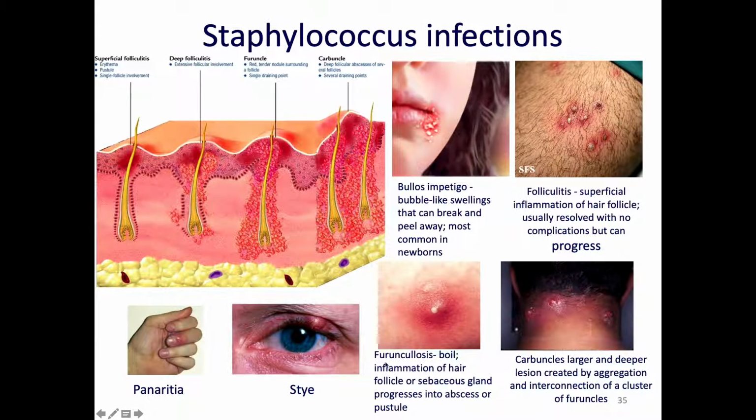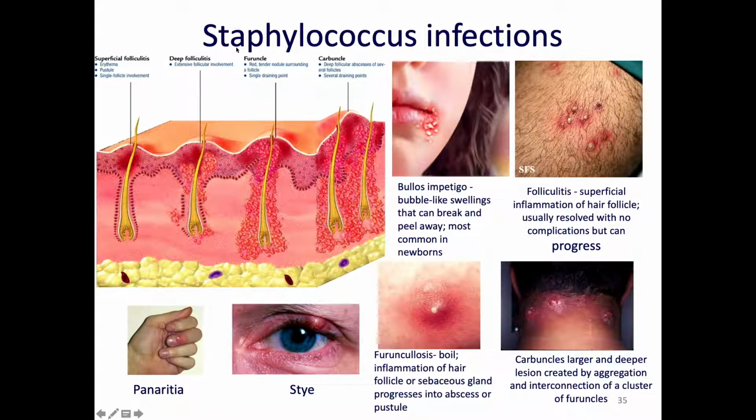So this is furunculosis. This is a boil, inflammation of the hair follicle or sebaceous gland, that progresses into abscess or pustule, and these are carbuncles, larger and deeper lesions created by aggregation of interconnection of different furuncles. This is a stye here on the eyelash, and this is panaricia. You can see it here, the redness.